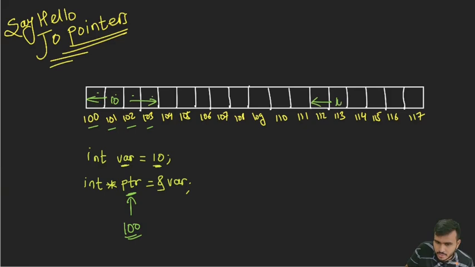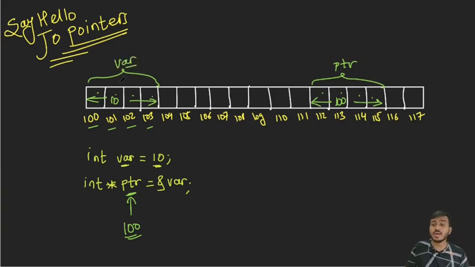See, here 100 will be stored, 1 2 3 4. These 4 bytes will be consumed by this pointer variable. So let me write the variable name on the top. So this is the space getting consumed by the ptr variable, and this is the space which is getting allocated for the var variable. Okay, so this is the structure that is created in the memory.